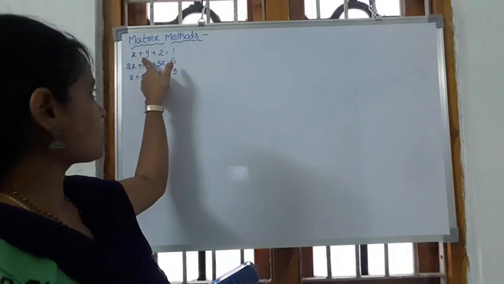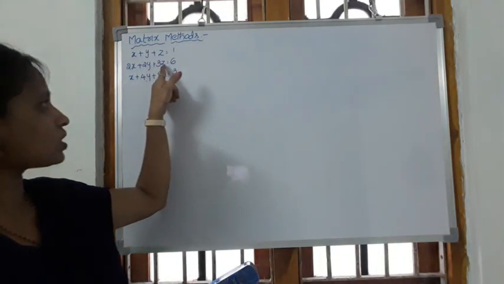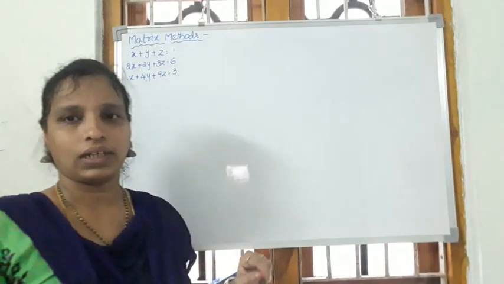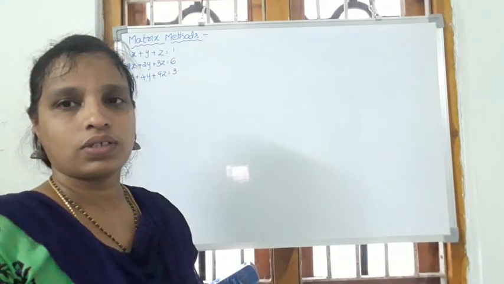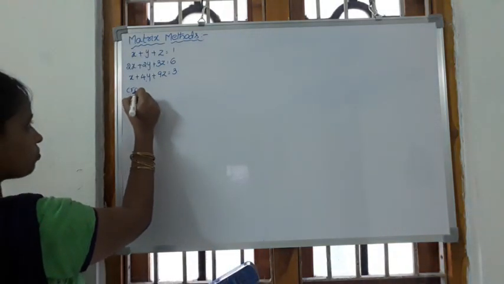The first equation is x plus y plus z is equal to 1, and the second equation is 2x plus 2y plus 3z is equal to 6, and the third one is x plus 4y plus 9z is equal to 3. So the first method I used here is Cramer's rule. This is Cramer's method or Cramer's rule.